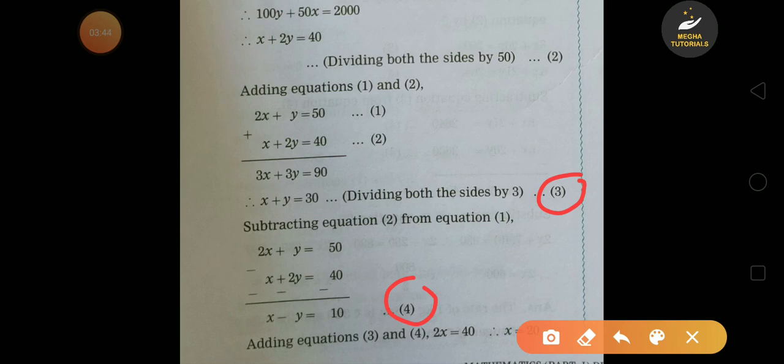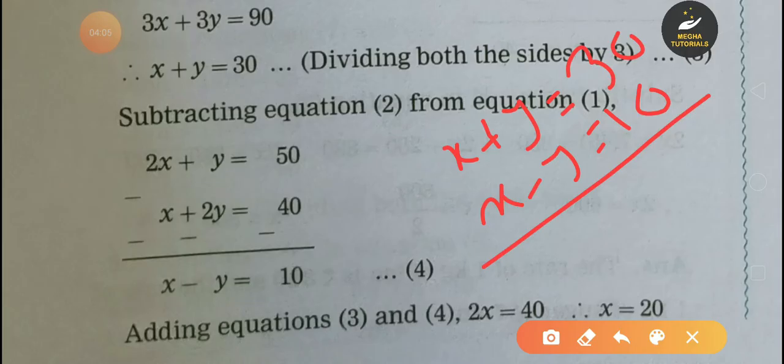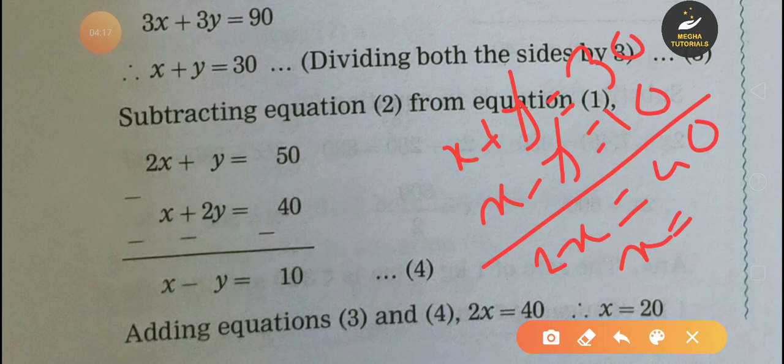So we will add equation 3 and 4. So x plus y is equal to 30, x minus y is equal to 10. This y will cut, x plus x is 2x, and 30 plus 10 is 40. So x is equal to 40 upon 2, and 40 upon 2 is equal to 20. Therefore we will get x is equal to 20.